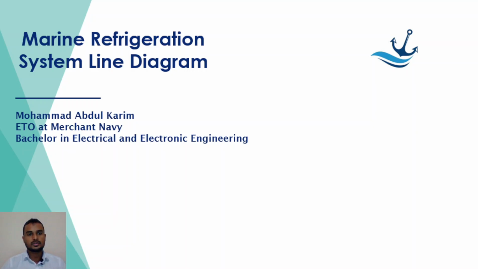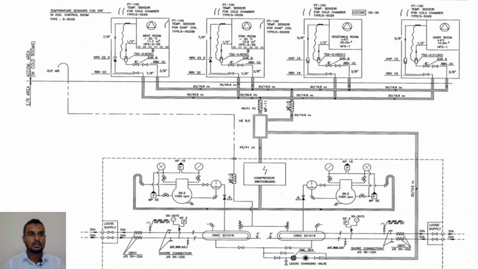In our today's session, I am going to discuss the line diagram of the marine refrigeration system, which is used onboard ships. Here you see there are mainly two plants. This is plant number one, and that is plant number two, both of which are used in parallel. Now this is compressor number one, and this is compressor number two.